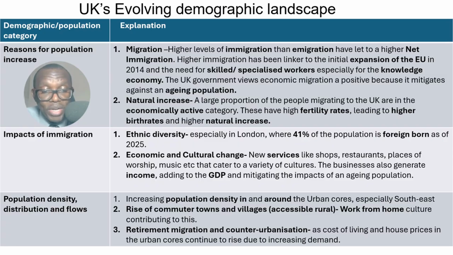Then we have retirement migration. Now this is another flow, as well as counter-urbanization. So this is as a result of the house prices and the cost of living being fairly high in urban cores like London. And some people then prefer to move out to the countryside and leave the urban areas entirely, especially the people who are retiring.